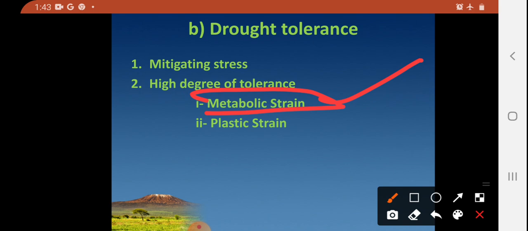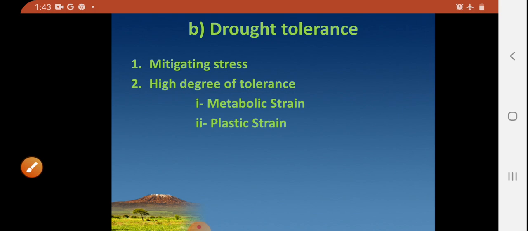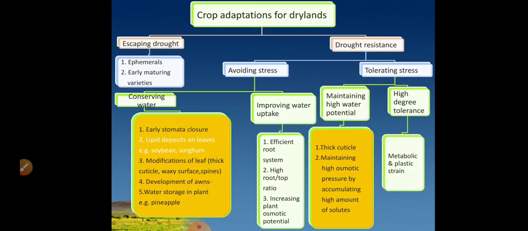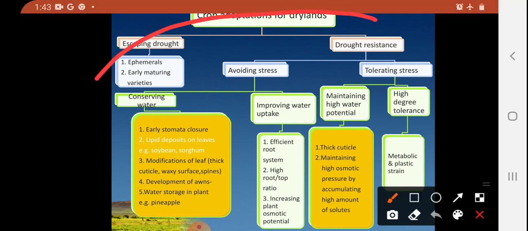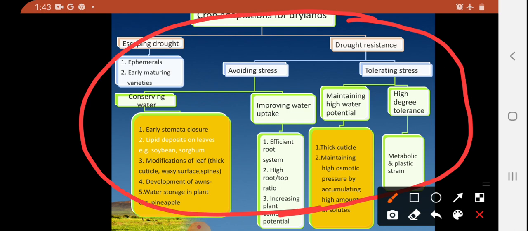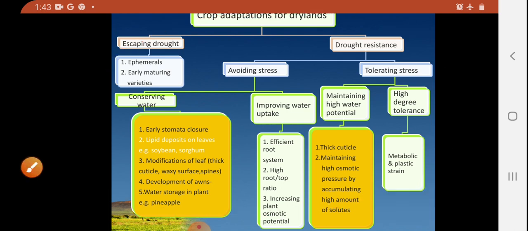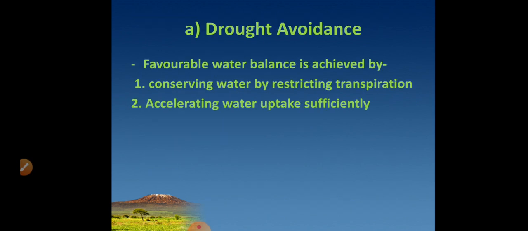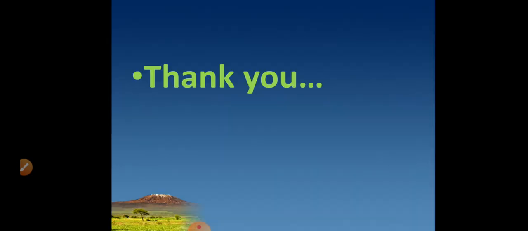Okay, so these are different mechanisms we discussed in today's lecture. This part is again important. See, most of the time, this crop adaptation table I have given on this slide is very important for you from the exam point of view. Okay, so this is our next part related to crop adaptations and different mechanisms to avoid drought situation. Okay, thank you.